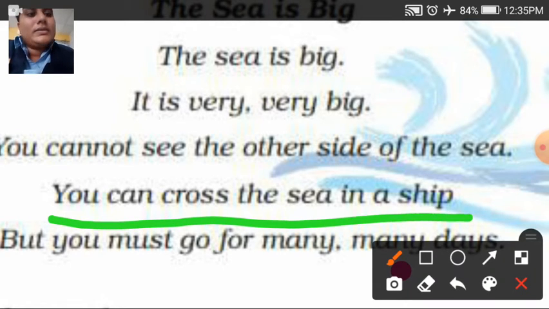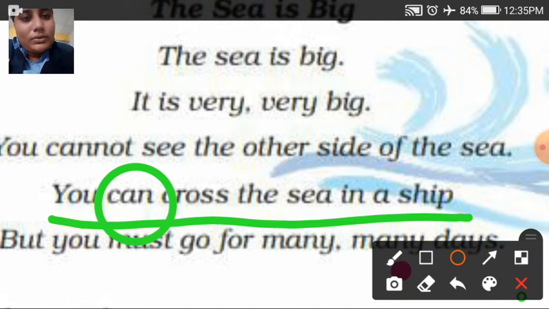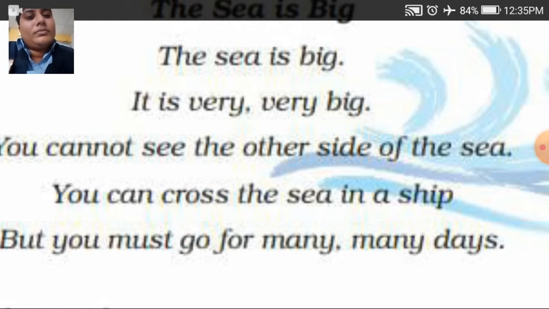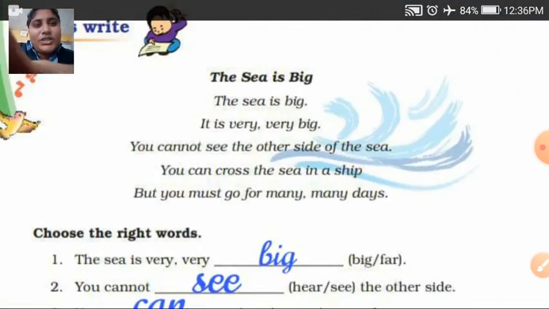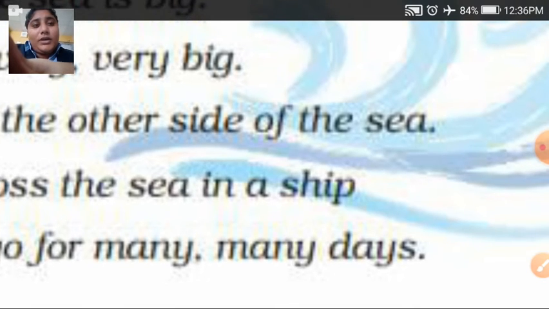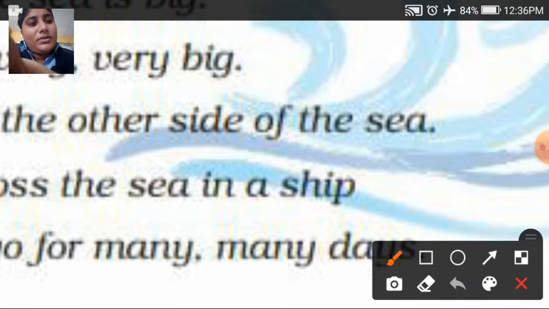Like this. The word will be cross. You can cross, right? So it would be can cross, or it could be this one, cross. So you can cross by what? By ship. And it's already given in here. We are given that word. Where is it? Here it is. Ship.